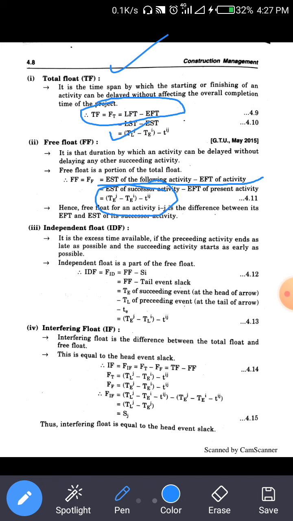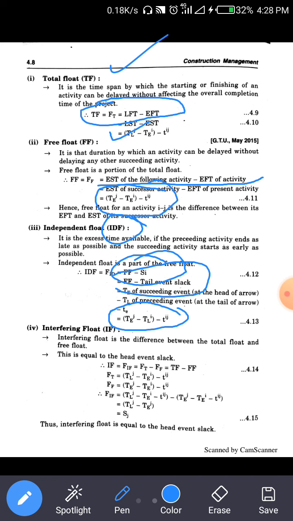Then another is independent float, IDF for short. It is the excess time available if the preceding activity ends as late as possible and the succeeding activity starts as early as possible. So IDF is FF minus SI, that is, FF minus the tail event slack. Another equation we use is TEJ minus TLI minus Tij.